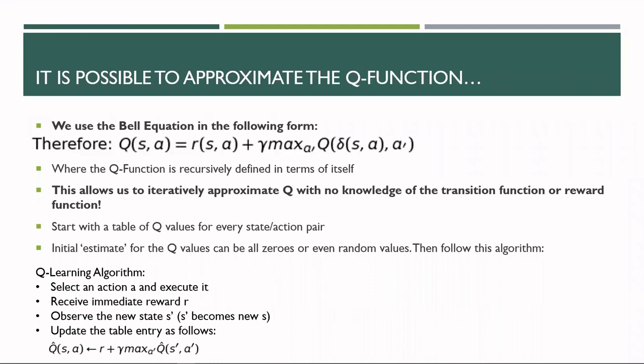So by doing this, it's possible to prove mathematically that this will converge, at infinity unfortunately, to the optimal Q function. Which then from there you can turn into the optimal value function, and then you can turn that into the optimal policy, because we know how to convert between those. But the infinity is a problem, right?